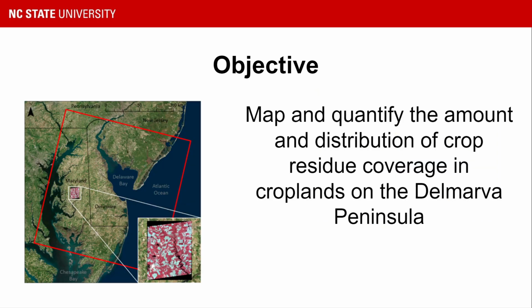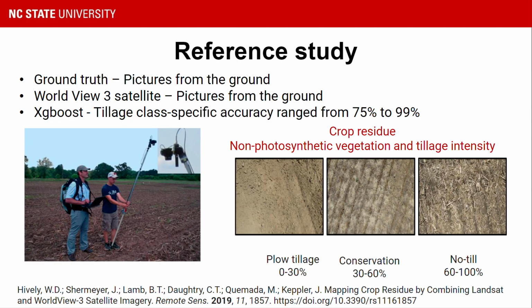Our basic methodology is to take the cropland area, the farmland area from the Delmarva Peninsula, and map and quantify the amount and distribution of crop residue coverage in these areas. So we use satellite data for this. Our reference study is by Hively, where they used satellite data from the WorldView-3 satellite and ground pictures to estimate the soil residue coverage. They used XGBoost for it, and their accuracy ranged from 75% to 99%. This research paper will be our ground truth, and we will be comparing our results with it.